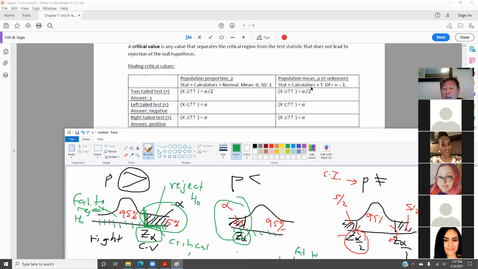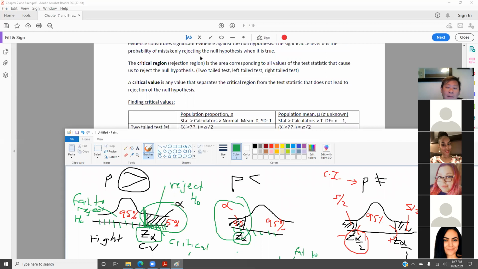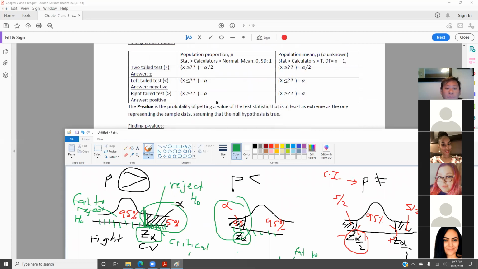Same thing with the T calculators. Make sure you know left tail use less than, right tail use greater than, two tail use greater than with over 2. So this is more important than the definitions, I can tell you that.